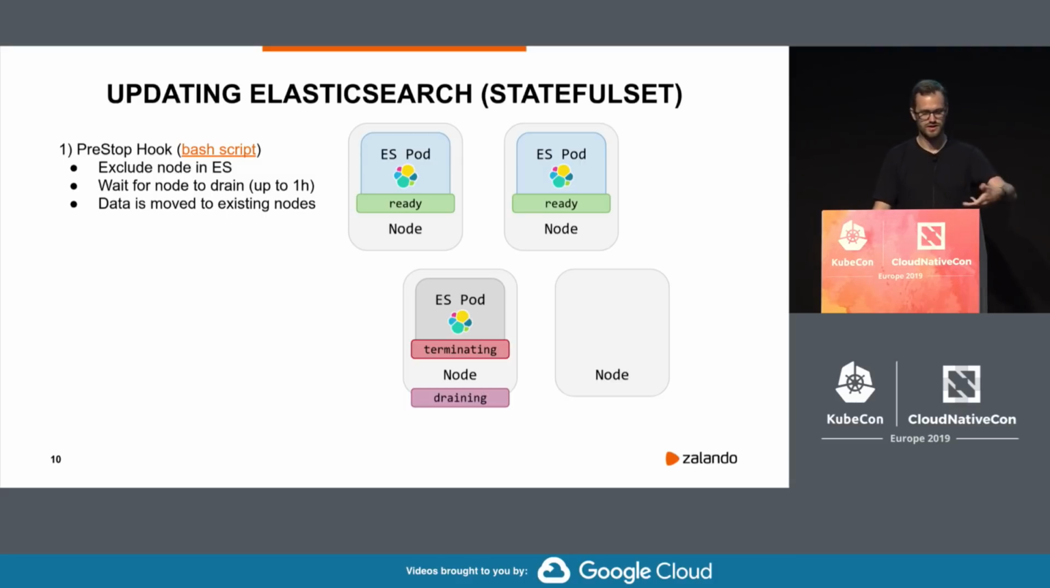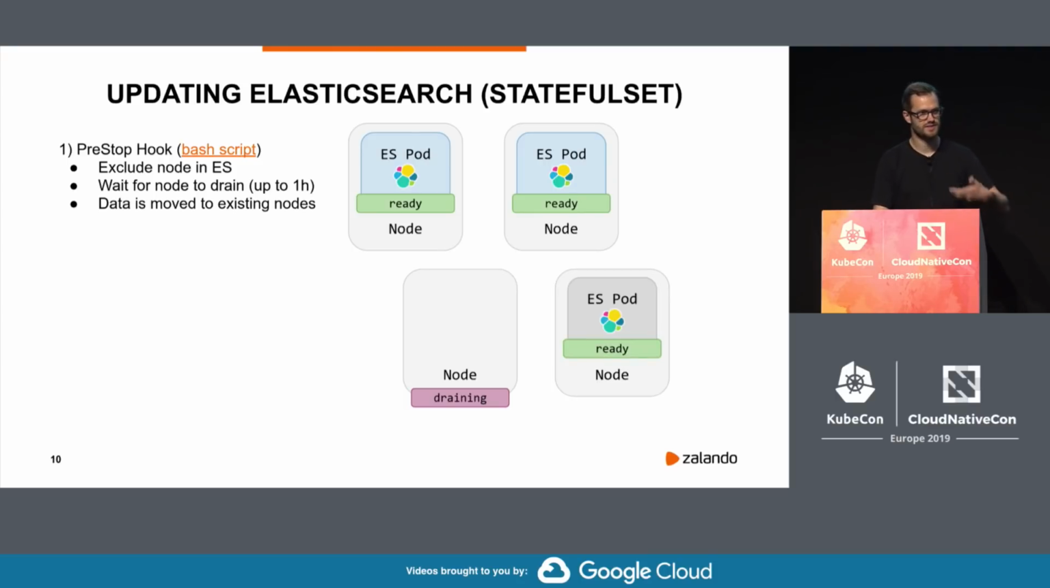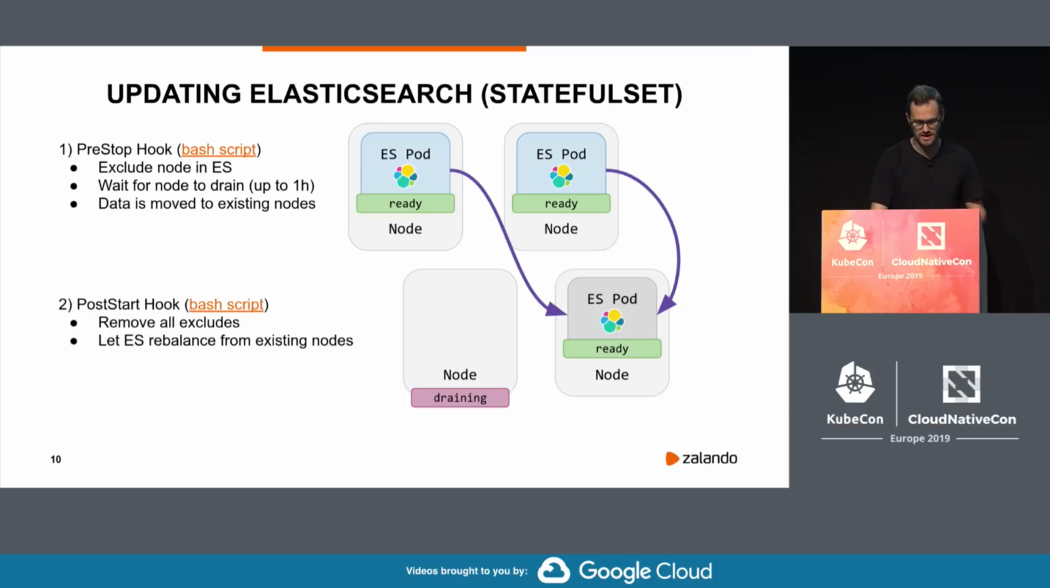If we go further, in the ideal case, when it works, what would happen is a new pod would be replaced by the stateful set on a new node, and this has a post-start hook, which basically removes all these excludes in Elasticsearch, meaning that data can then be moved to the new pod. And Elasticsearch will rebalance and so on.